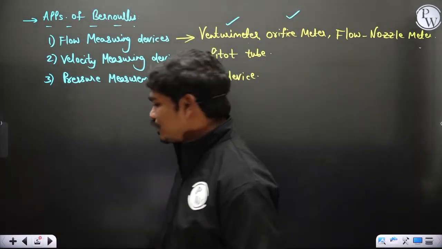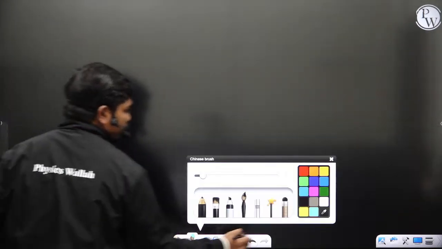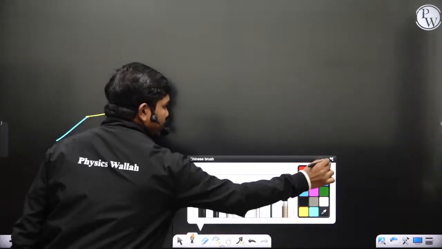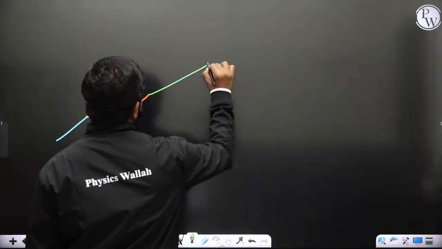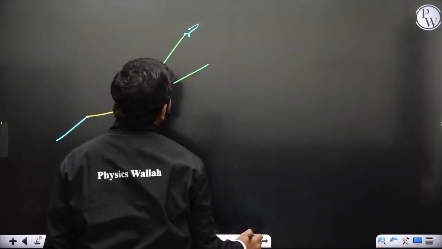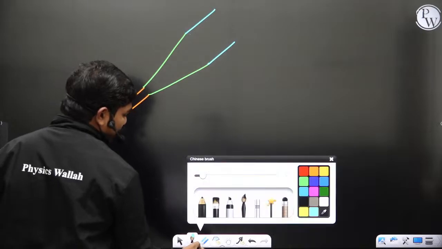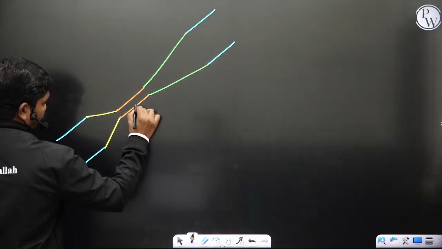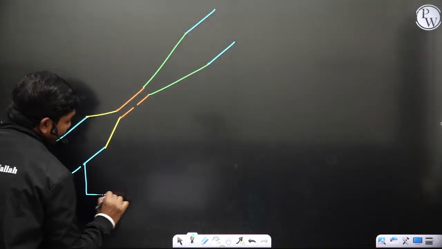If you take a Venturi meter, I'll just show you one case. If you have a pipeline like this, then you have a converging part, then the throat, then the diverging part, and again the pipeline. Basically, in a pipeline you make tappings at 2 locations in order to study the flow, and you connect these 2 points by a manometer.